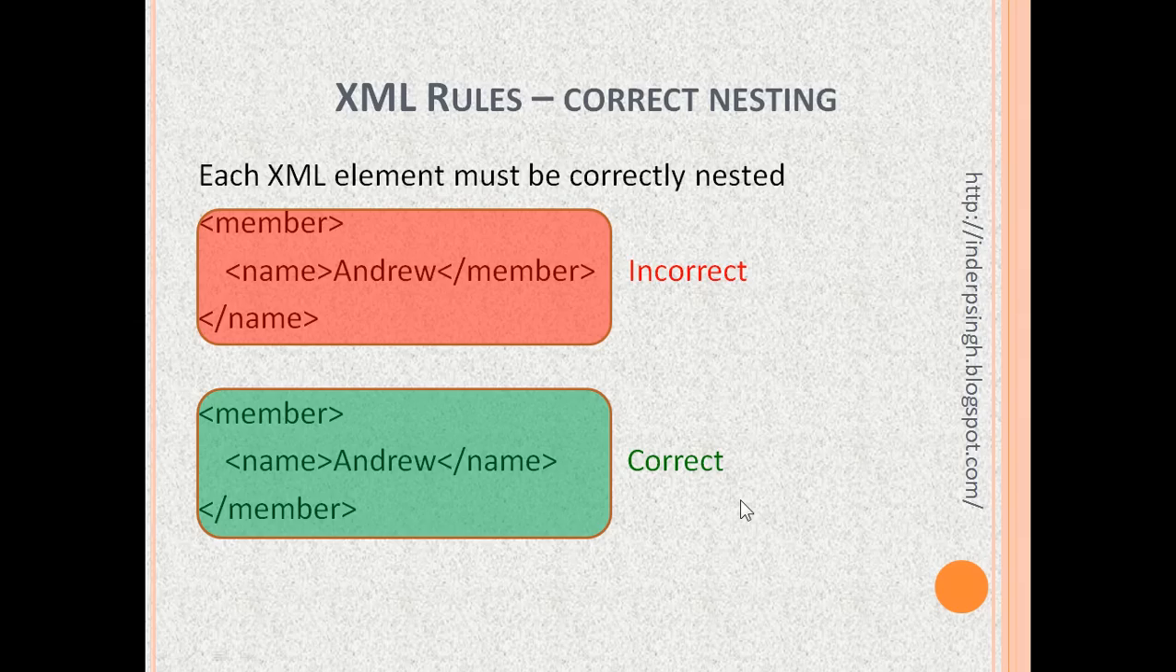The next XML rule is regarding the correct nesting. So here we have an XML. We have the member opening tag and we have the member closing tag here. And if we see, the name opening tag and the name closing tag overlap the member XML element. This is not allowed. Why? Because name is a child element of the member element and it should be totally within the parent element. The correct way to write this XML is to have the member opening tag at the beginning and the member closing tag at the end, and within this we can give the name opening tag, then the value and the name closing tag.